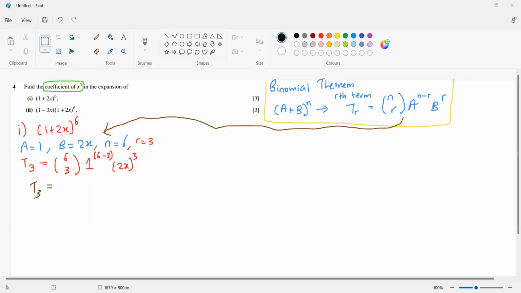That means 6 choose 3 will be 20, and then times 2 to the power of 3. The 1 to the power of something is just 1. So in other words, it just became 160x cubed. Since they're only talking about the word coefficient, coefficient means we don't write the x. So the answer in this case will be 160 for the first part.